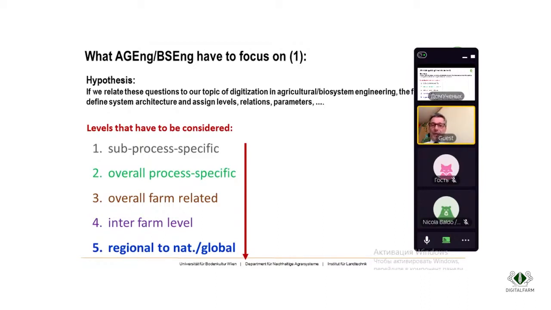Yes. So back to this, the hypothesis I wanted to stress would be, what if we relate this question to our topic of digitalization in agriculture and biosystem engineering. The first step is to define the system architecture and to assign levels, relation, parameters. So which are the levels? We see here 5 levels.